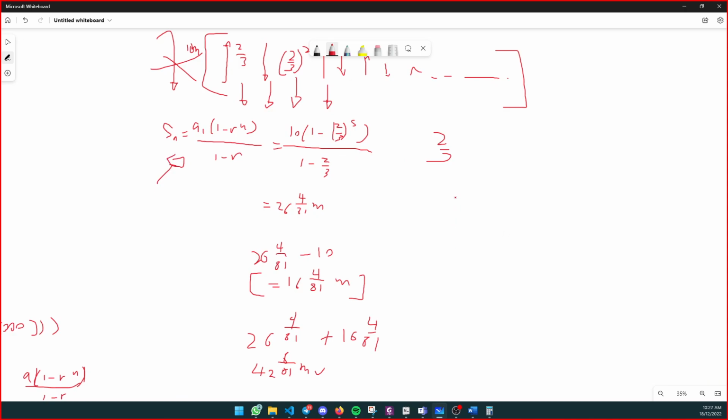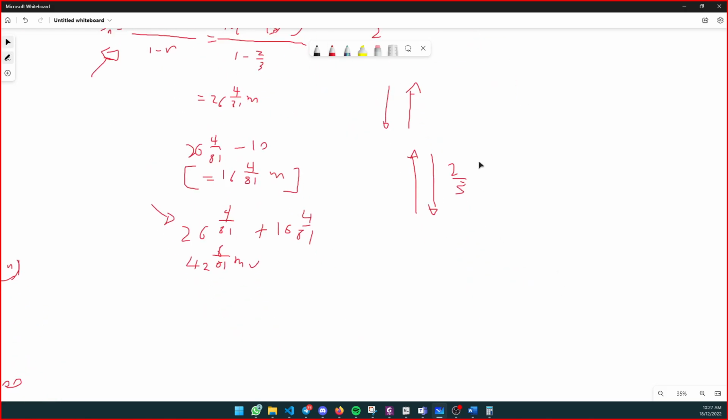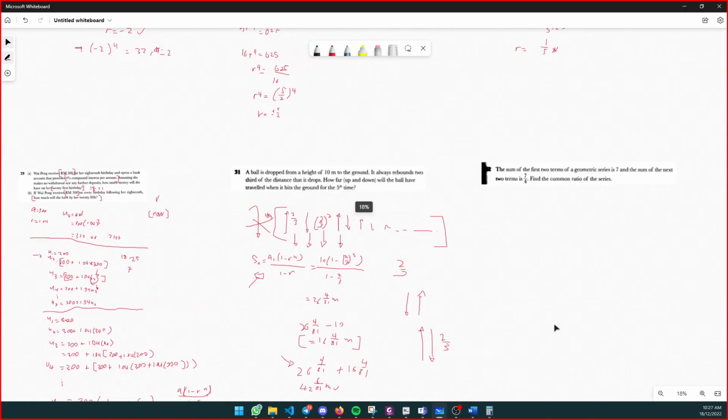But remember the ball is actually going down and then coming back up. So if the first time it goes it's 2 over 3, when it goes down it's also 2 over 3 times. So that's why we're doing it 2 times. And then on the other one we also add the 10. Why do we add the 10? That's because the question wants the total distance traveled also. That's why it's 26 4 over 81 plus 16 4 over 81. Okay, so that's our question.